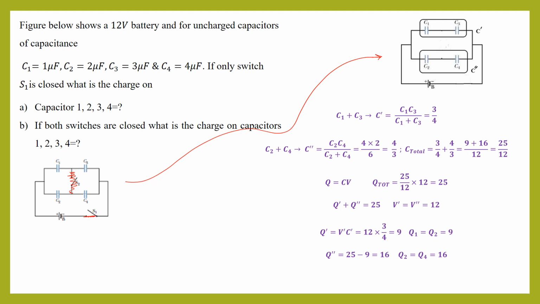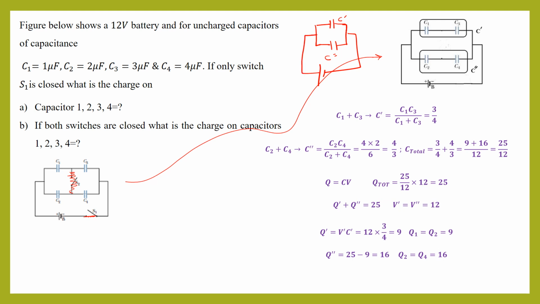And our circuit will become like this. In fact, C1 and C3 are connected in series. Then we have something like this, which is called C prime, and this one C double prime. These two are connected, everybody, in parallel. This will be our circuit, and this will be our battery.